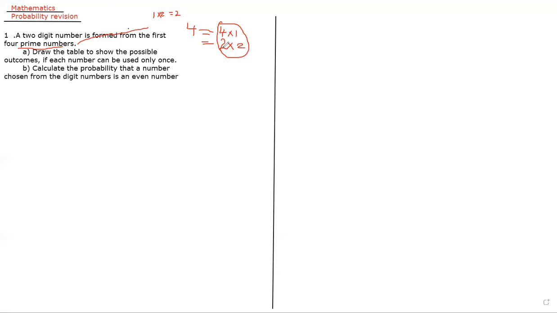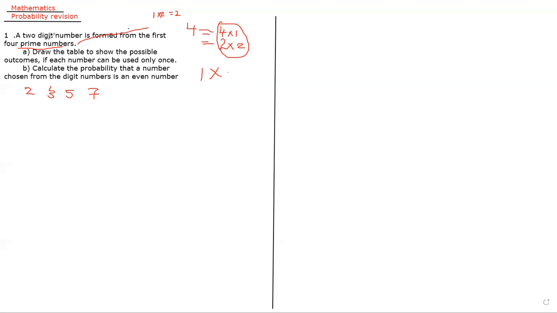Factors simply means the numbers that can be multiplied to get the other number. So here we have 1, 2, 3, 4. If a number has more than 2 factors, then it is not called a prime number. We call it a composite number. So the first four prime numbers are 2, 3, 5, and 7. Those are the first 4 prime numbers. 1 is not a prime number.